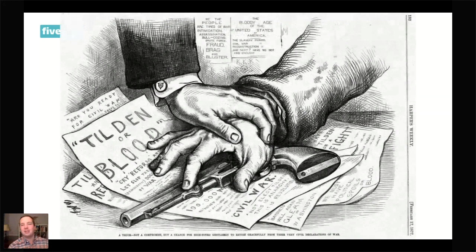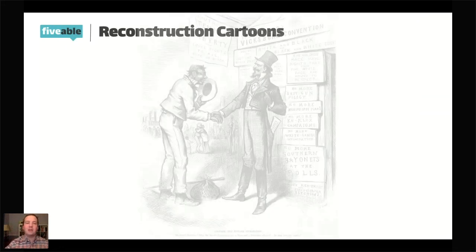And the compromise is that, again, Hayes becomes president, which is what the Northern Republicans wanted. In exchange, the Southern Democrats get the troops removed from the South, and that's the grand compromise. They're supposed to respect the rights of freedmen.